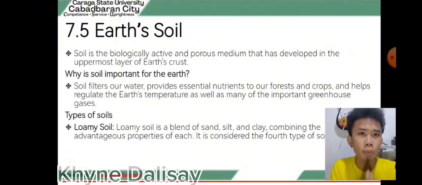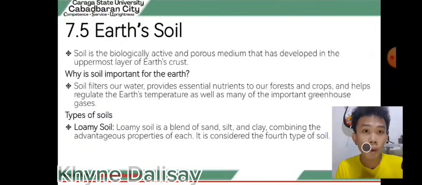So, why is soil important for the earth? Soil filters water, provides essential nutrients to our forests and crops, and helps regulate the earth's temperature as well as many important greenhouse gases. There are four types of soil. First is loamy soil. Loamy soil is a blend of sand, silt, and clay, combining the advantageous properties of each. It is considered the finest type of soil.